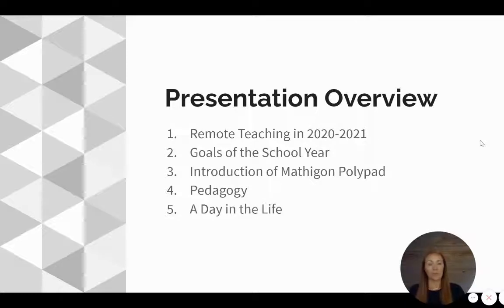A quick overview of this presentation. First, we're going to start out by looking at remote teaching in the past school year. I'll let you know some of the goals that I set out for both myself and my students for the school year. We're going to do a brief introduction to the tool Mathigon Polypad, which was what I found to best suit the needs of my students. I'd like to review pedagogy and best practice in the mathematics classroom, and then I'd like to finish with a story or a day in the life of my students in my mathematics class.